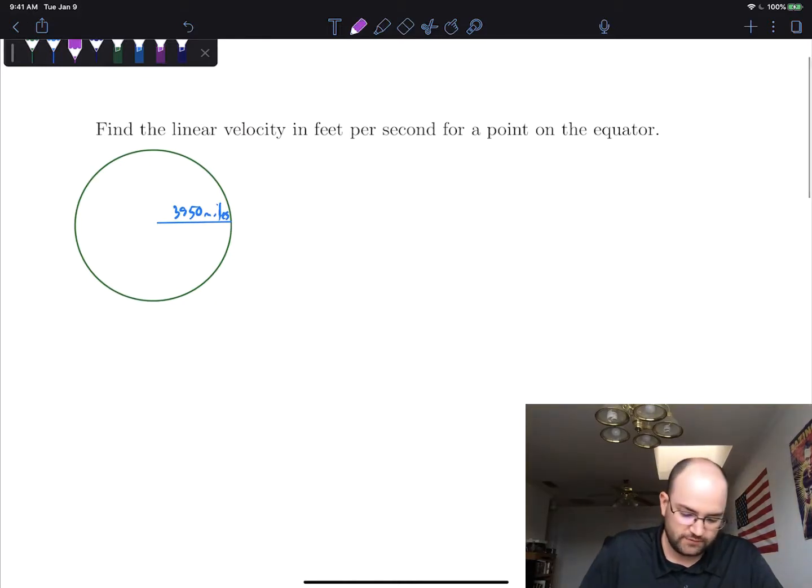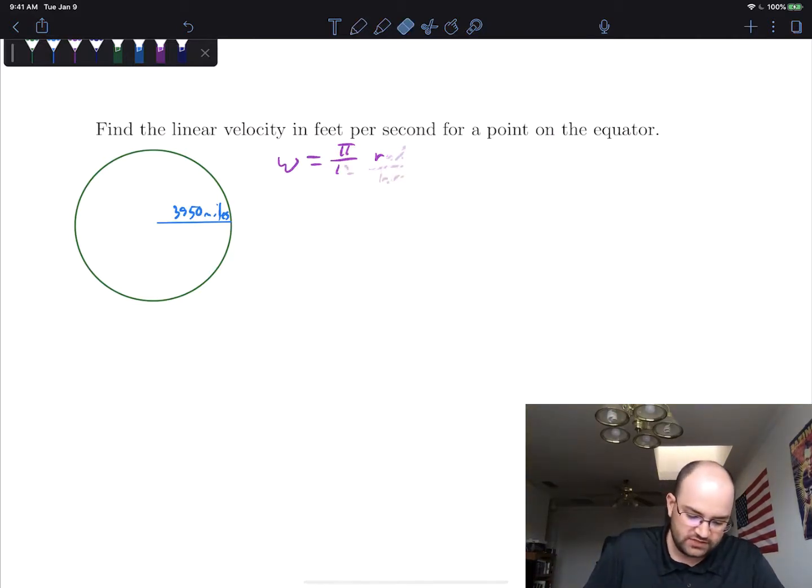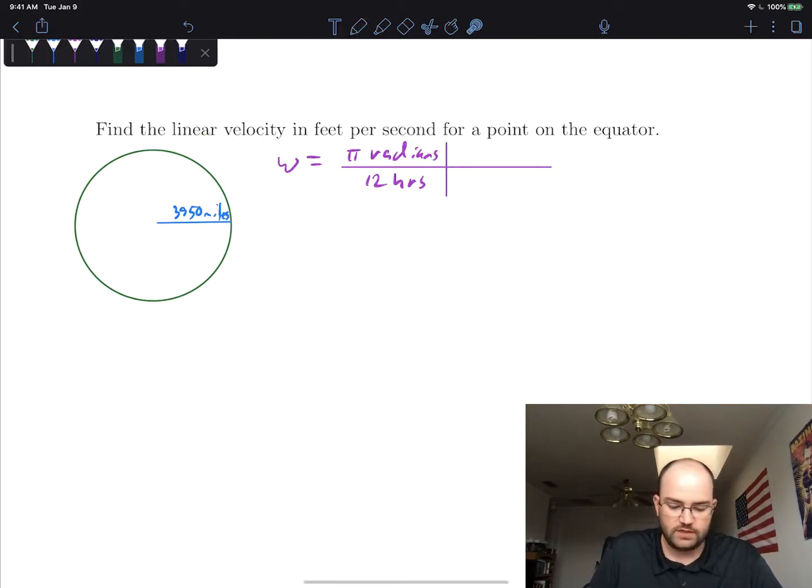Again, you can just refer back to the previous one, but omega is pi over 12 radians per hour. But notice something, we can actually rewrite this. It is pi radians for every 12 hours. The reason I'm doing this is because the linear velocity unit we want is feet per second. The time unit needs to be in seconds, not in hours. So I need to convert this.